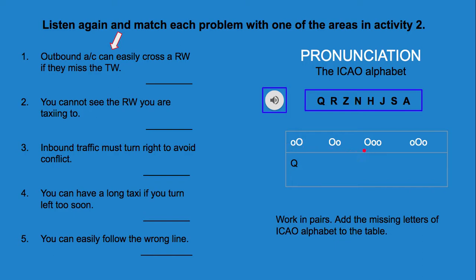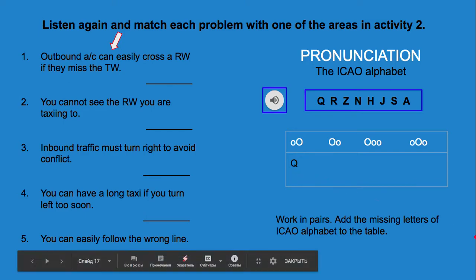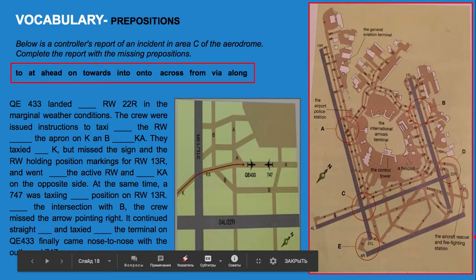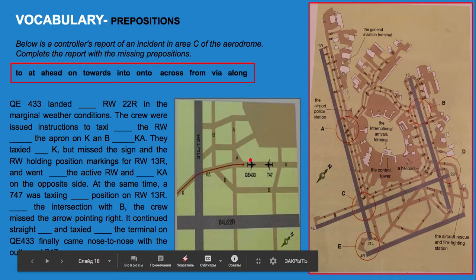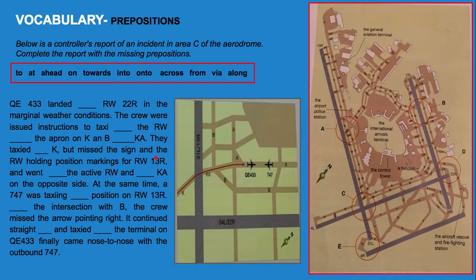Okay, now please, in this table you see the stressed syllable symbols, and in Quebec, the second syllable is stressed. It is written in the first column. Okay, thank you. Next is vocabulary task using prepositions. Now please fill the sentences with the missing prepositions and we'll check it.